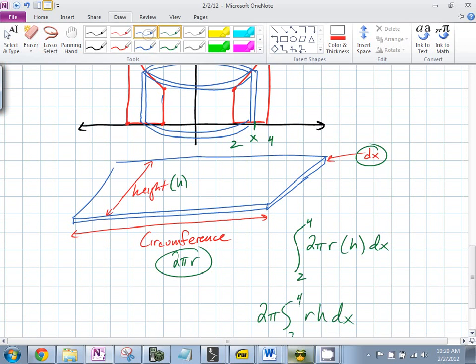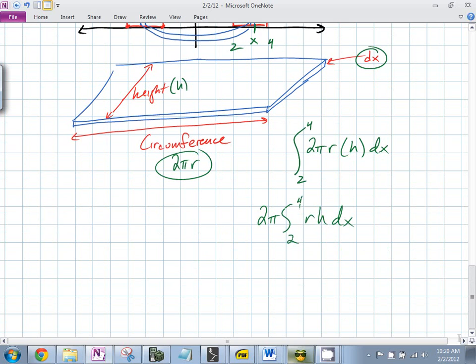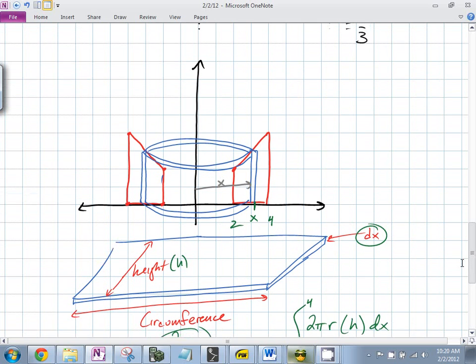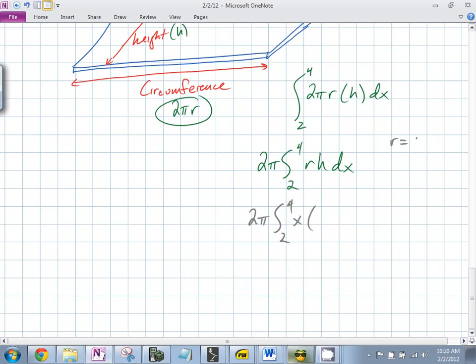So now we have 2 pi, 2 to 4 of x. What's the height of this function? The height is right here. What is that height? Yeah, that function x, right? Integrating with respect to x, so you're right. H in this case is, r is x, and so is, we'll pause in a sec. We'll pause, hold on, go on. Yes, go. You're doing the integral of 2 pi from 2 to 4 of x squared dx.